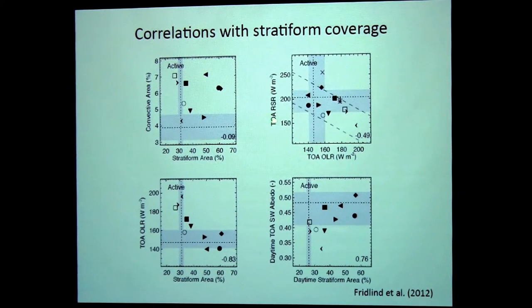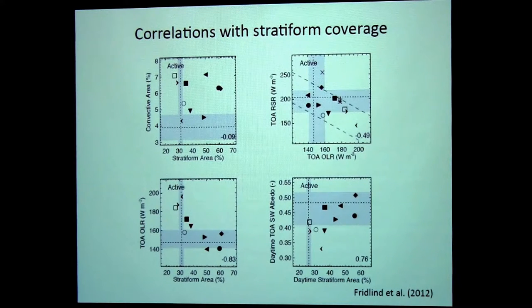Offsets in OLR were, in models, we had models that ran, for instance, these three triangles are the Met Office, UK Met Office cloud resolving model, two-moment run, and then these two are one-moment runs with different treatments of ice, and a change in OLR from one run to another was consistent with essentially, and these dashed lines show one-to-one offsets in OLR or reflected shortwave radiation. And at the top, you can kind of see a one-to-one offset in OLR and reflected shortwave radiation.